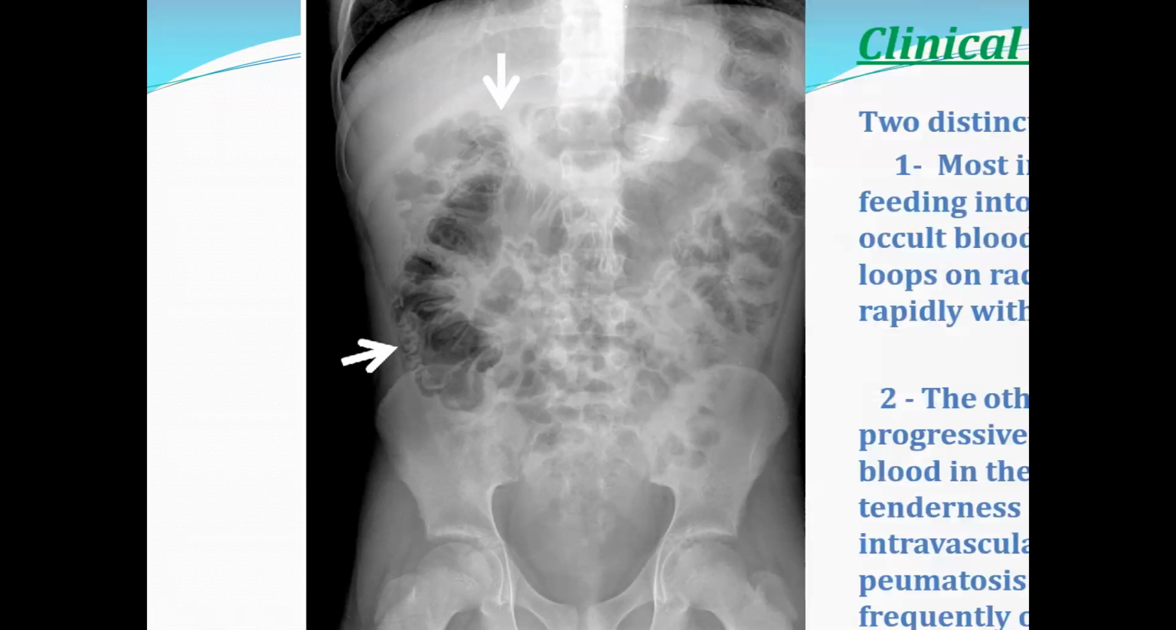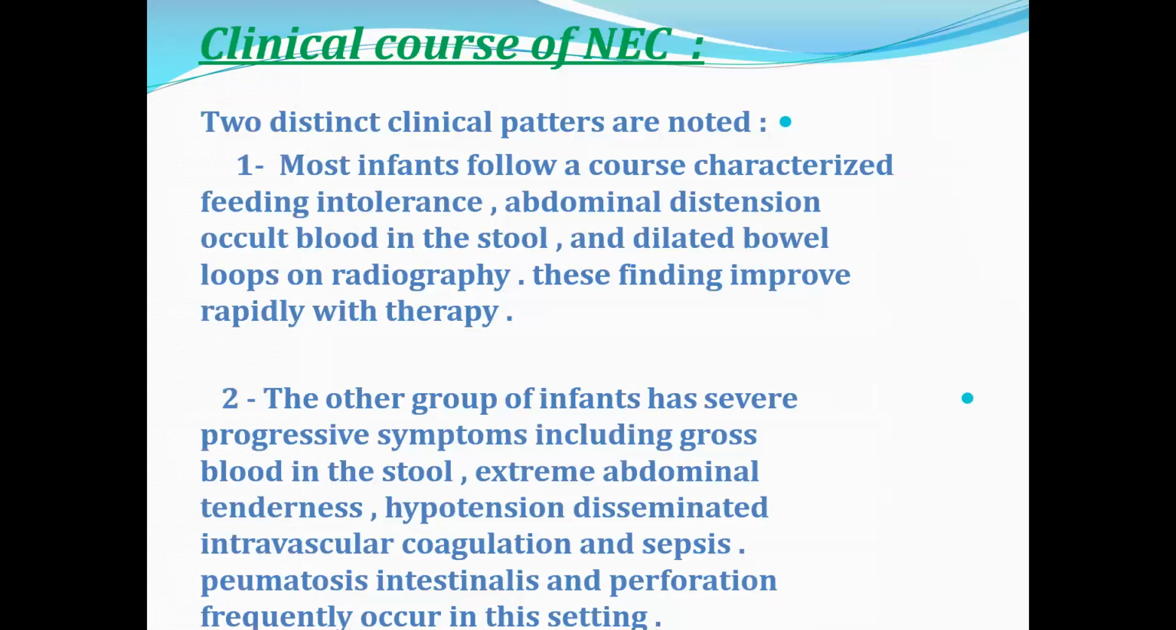Clinical course of NEC. Most infants follow a course characterized by feeding intolerance, abdominal distension, occult blood in stool, and dilated bowel. These findings improve rapidly with therapy. So this is a mild course, and most of these patients improve with treatment.